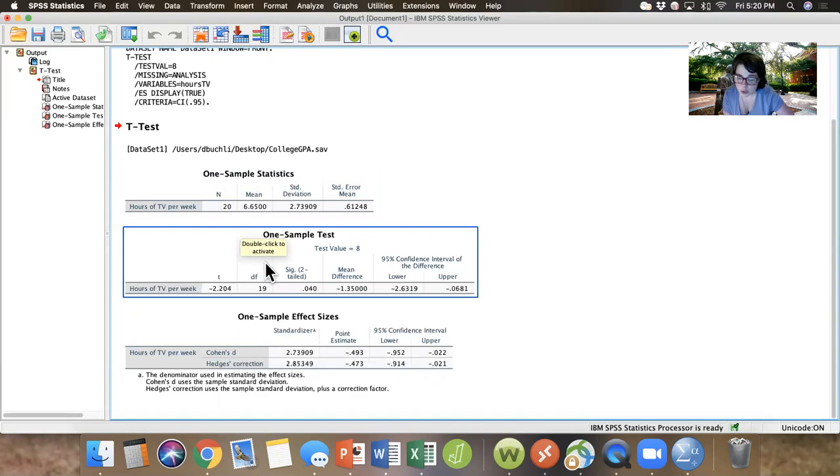If we go down here to one sample test, we can see our obtained t-statistic, right? So our obtained t-statistic is negative 2.204, and our degrees of freedom is 19, which is again just the sample size minus 1, so 20 minus 1 is 19, okay?